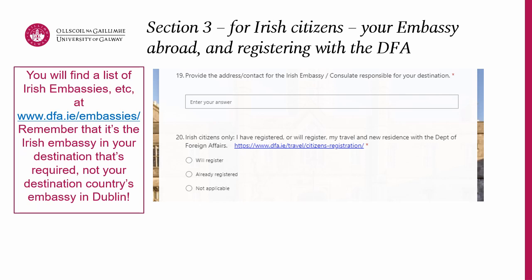In the Know Before You Go country by country section, you'll also find the address of the Irish Embassy or Consulate responsible for your destination country. And in larger countries, you'll find that there are also Irish representations or consulates in cities or regions outside of the capital city, and these might be closer to where you're going to be based.